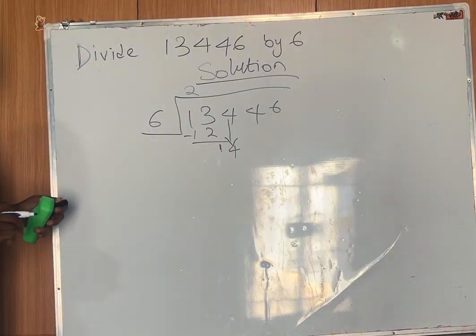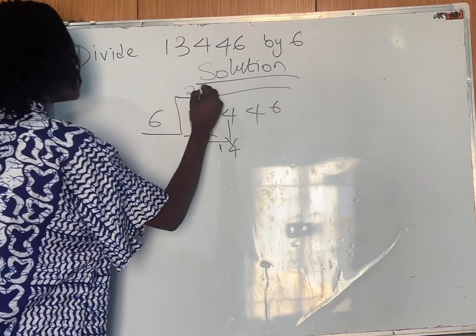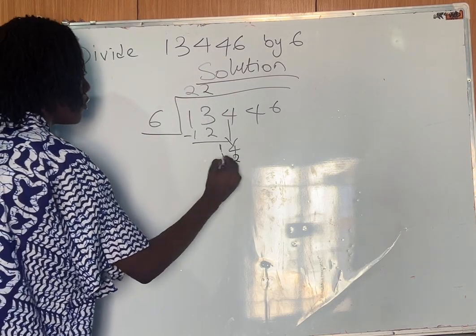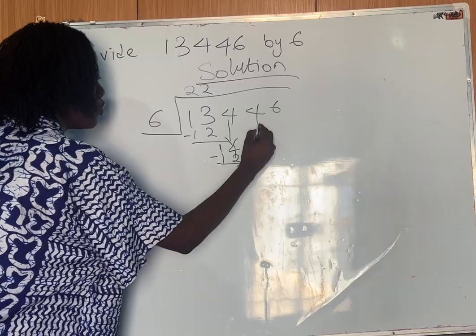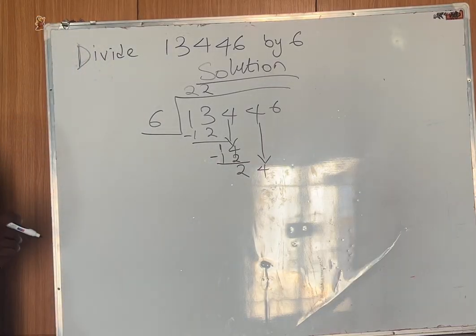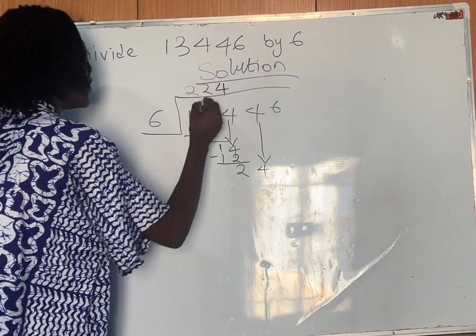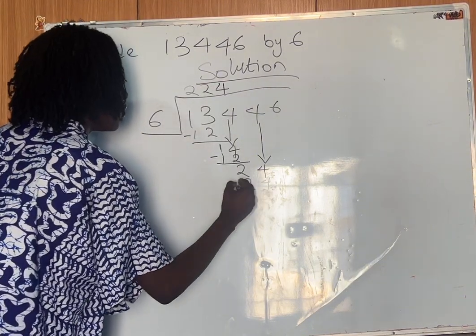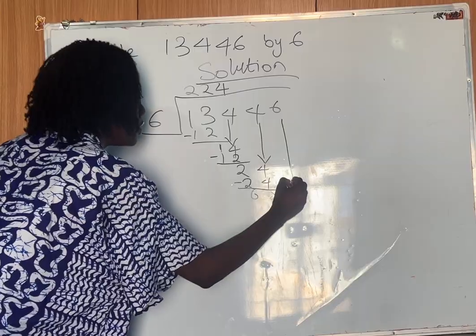Can 6 go into 14? Yes, which is 2. 6 times 2 is 12. Subtract it, it gives us 2. We bring down this one. Can 6 go into 24? Yes, and that is 4. Put it here. 6 times 4, 24. 0, 0. Then we bring down this one.